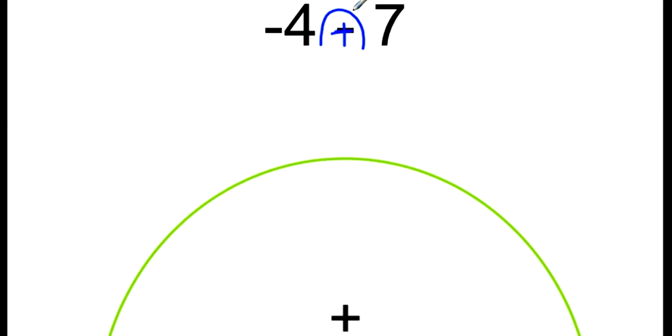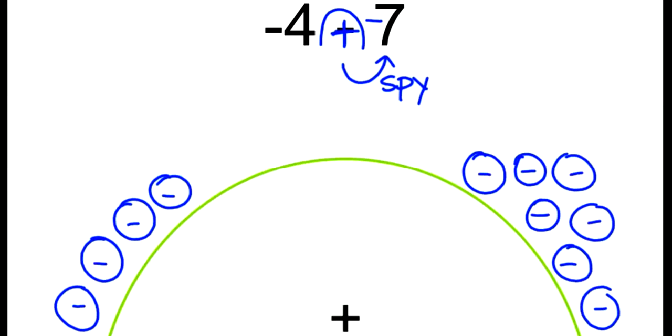So I'm going to change my subtraction to addition. That means that the guy to the right is the spy. He's actually a -7. So on the left of my hill, I have -4, and on the right of my hill, I have -7. Here is my picture.